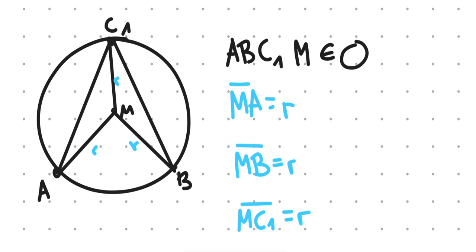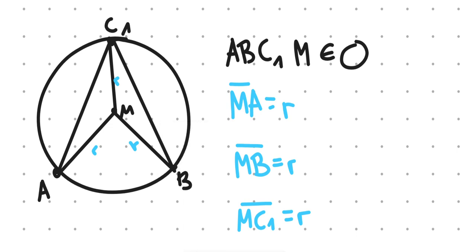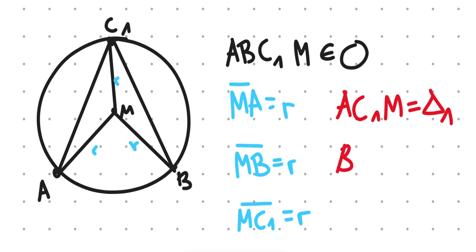Since we have a triangle at one side, let's call the triangle AC1M. I'm going to call the triangle AC1M in red triangle number 1, and let's call BC1M, sorry, not B, BC1M triangle number 2. So this is triangle number 1, and this is triangle number 2.